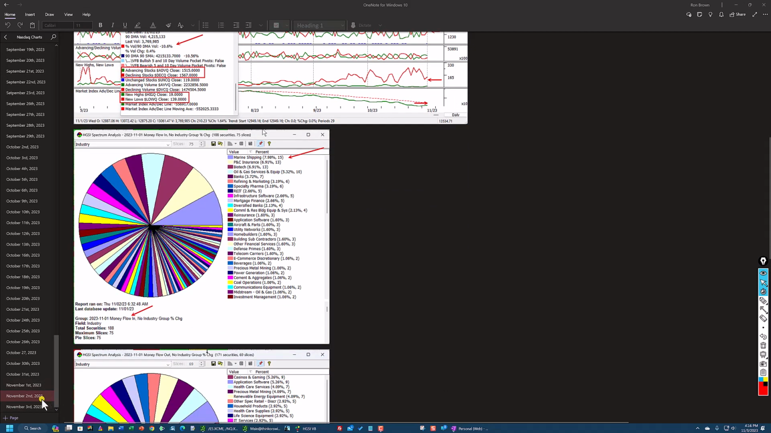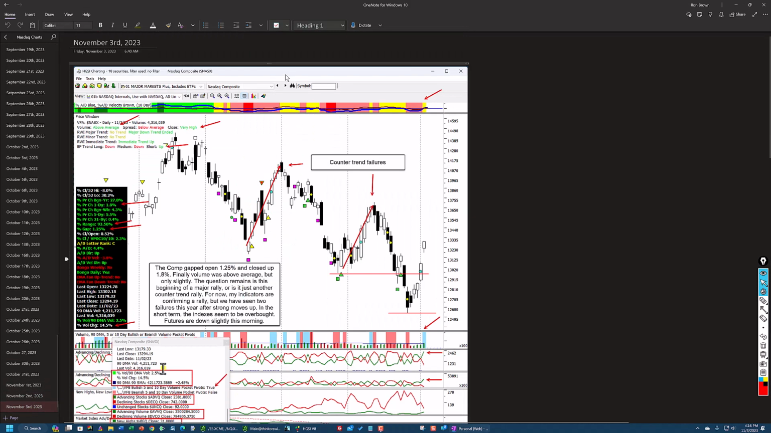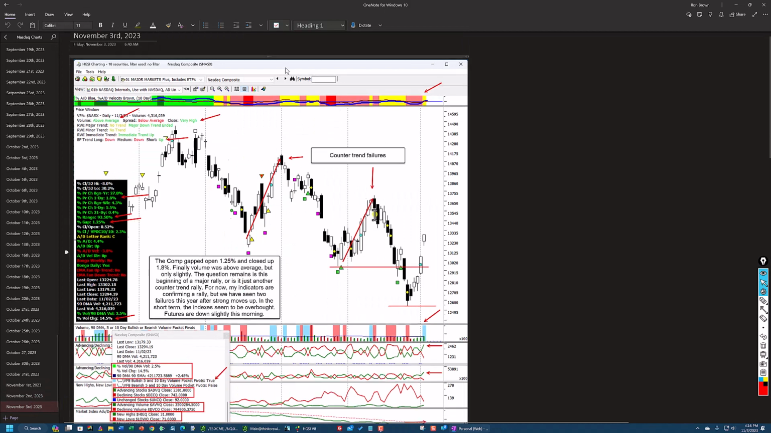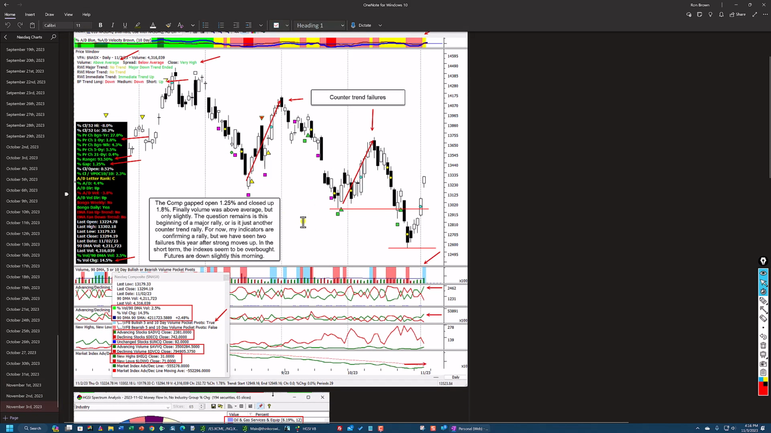And then finally, this is what I wrote this morning. The comp gapped open 1.25% and closed up 1.8%. So you can see the opening gap clear up here, traded down a bit, closed at the high yesterday.